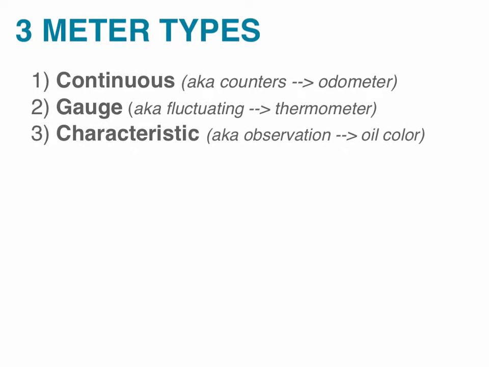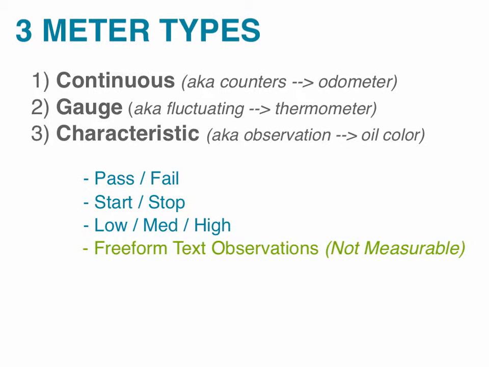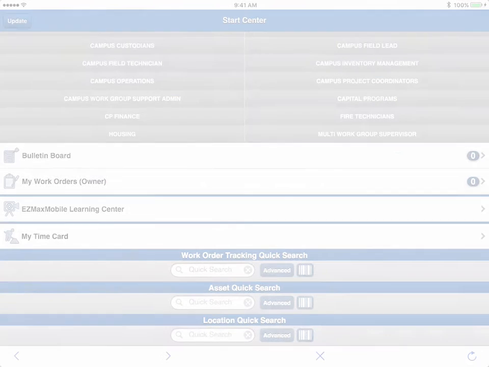Okay, let's discuss meters. In Maximo, there's three different types. You have continuous, gauge, and characteristic. Typically in EasyMax, we're going to be doing pass-fail, start-stop, low, medium, high, and free-form text observations, which, although not measurable, do provide valuable insight. Okay, let's let Seth demonstrate how this is going to look in EasyMax.